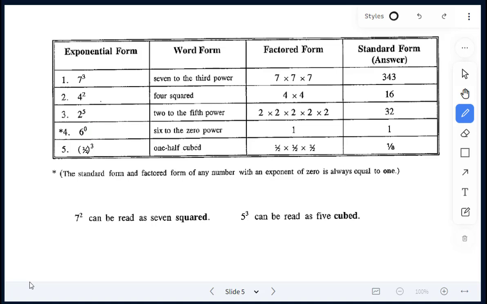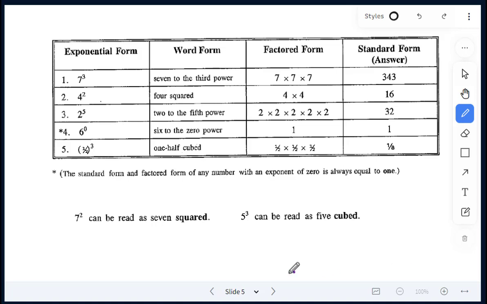So here we've written it into factored form. So 7 to the power of 3, it's 7 times 7 times 7, which is equal to 343, and so on. 2 to the power of 5, that's 2 times 2 times 2 times 2 times 2. We've written it out 5 times, and that gives an answer of 32. A fraction can also be given as its base. So here we have half, so half times half times half, which gives 1 over 8.